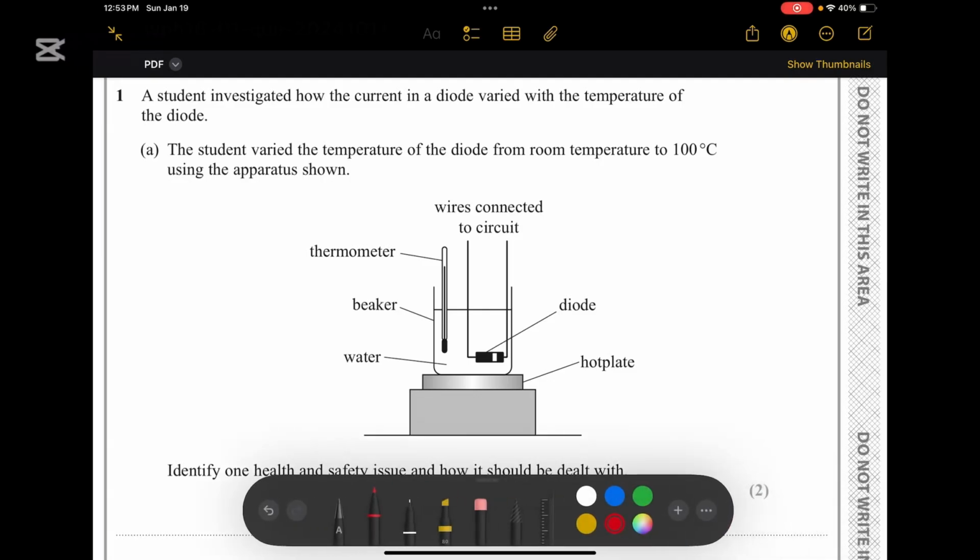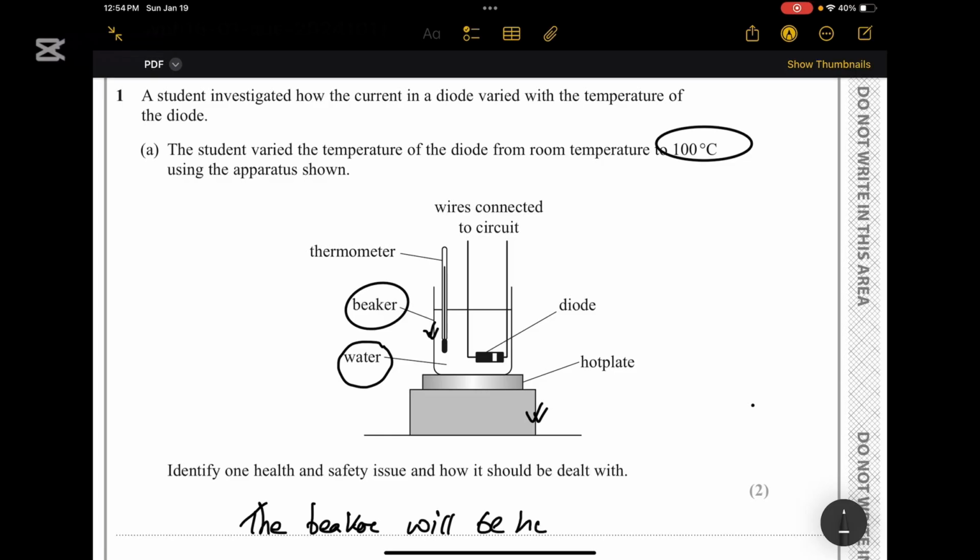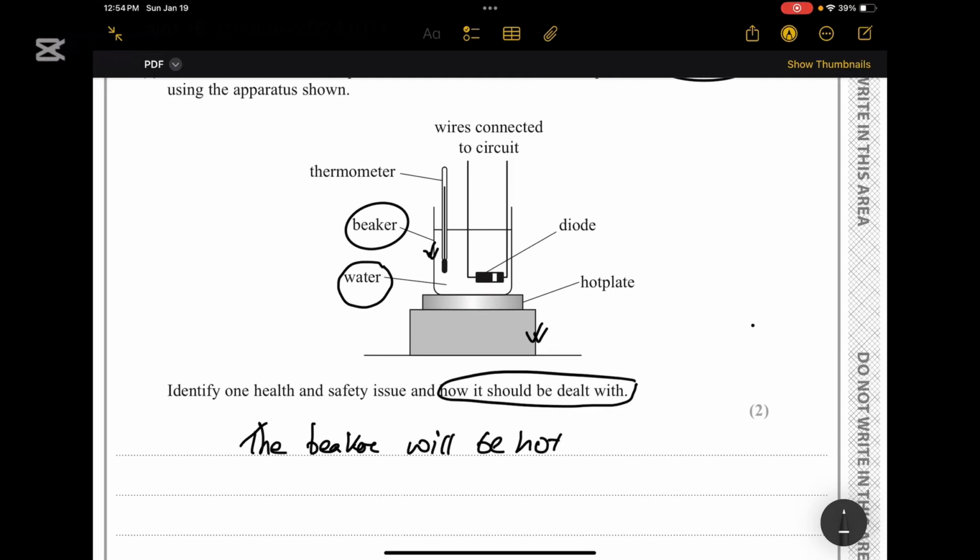Okay, let's look at the scenario first. Here it is, the hot plate and the water, and there is a beaker. So the first thing that comes to my mind is this water will be really hot, right? This beaker will be hot as well. So let's write it down. The beaker will be hot as it is 100 degrees Celsius. As the beaker will be hot, it should be dealt with caution. So what will be the way we will deal with it? We will use tongs or insulated gloves to move the beaker.